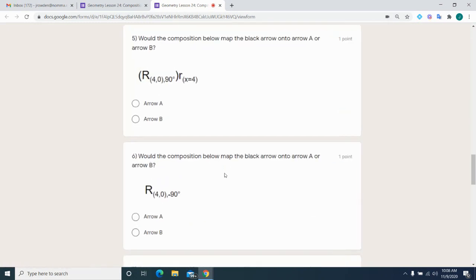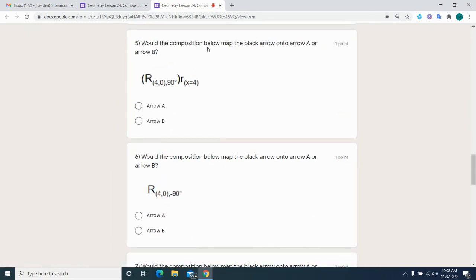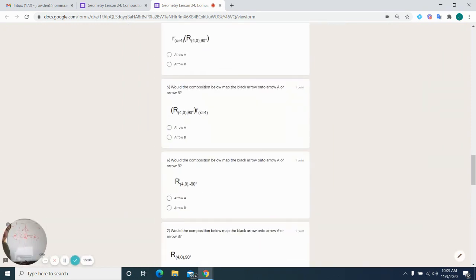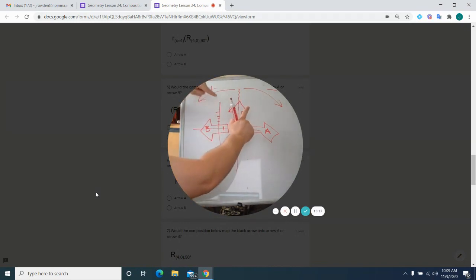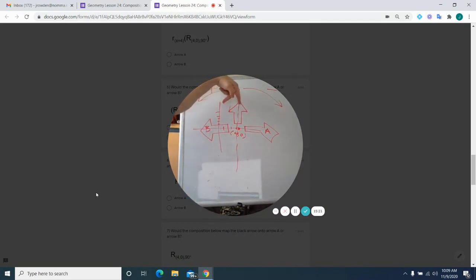Let's look at the next one. Would we go on to A or B for this? So this time, first we're going to reflect over x equals 4. Then we're going to rotate 90 degrees. So we're going to do exactly what we did, but we do it in opposite order. So here's what's going to happen. Here's the line x equals 4. So let's reflect over this line. But here's the thing. Our arrow's already there. So all it's going to do is it's going to flip over. But if this arrow flips over, is it going to look any different?